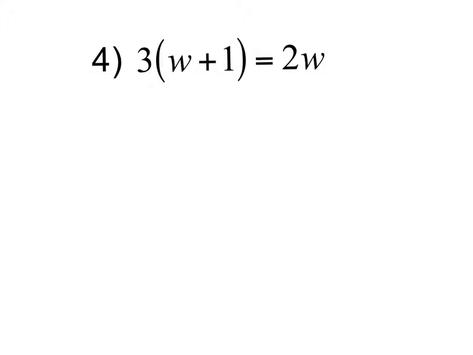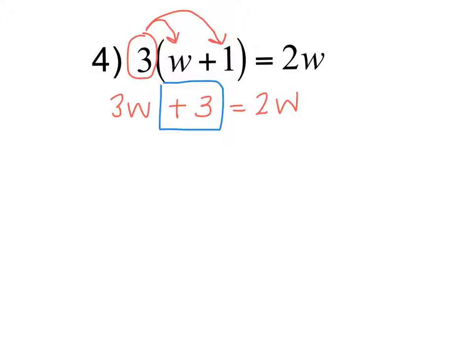All right, number 4. Every single time you see a number in front of parentheses, you should be thinking to distribute. So that's our first step. Multiply that 3 inside the parentheses. You get 3w plus 3 equals 2w. Now we have w on both sides of the equal sign, so we have to get them together. I'm going to leave plus 3 where it is. So to get rid of the positive 3w that's with that, I'm going to subtract 3w on both sides.